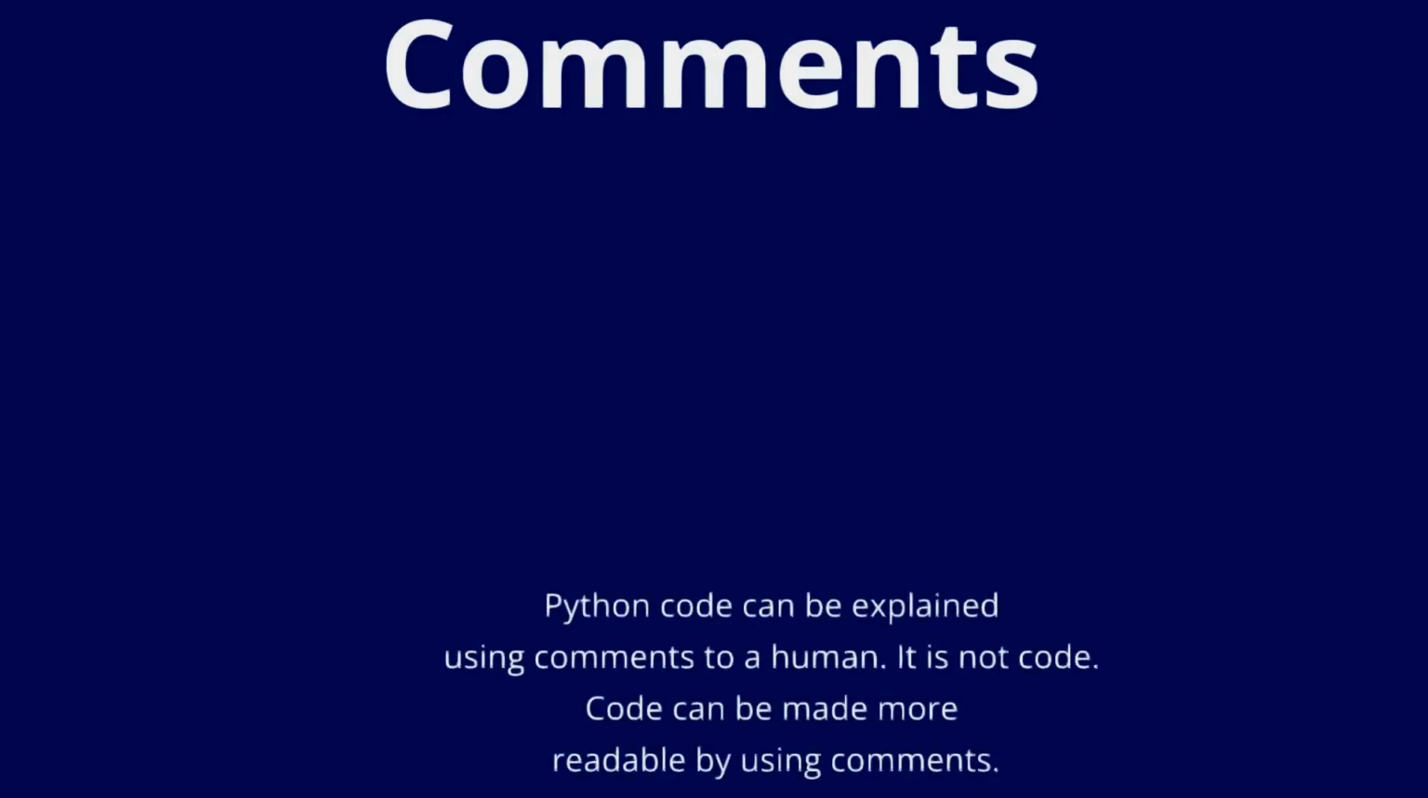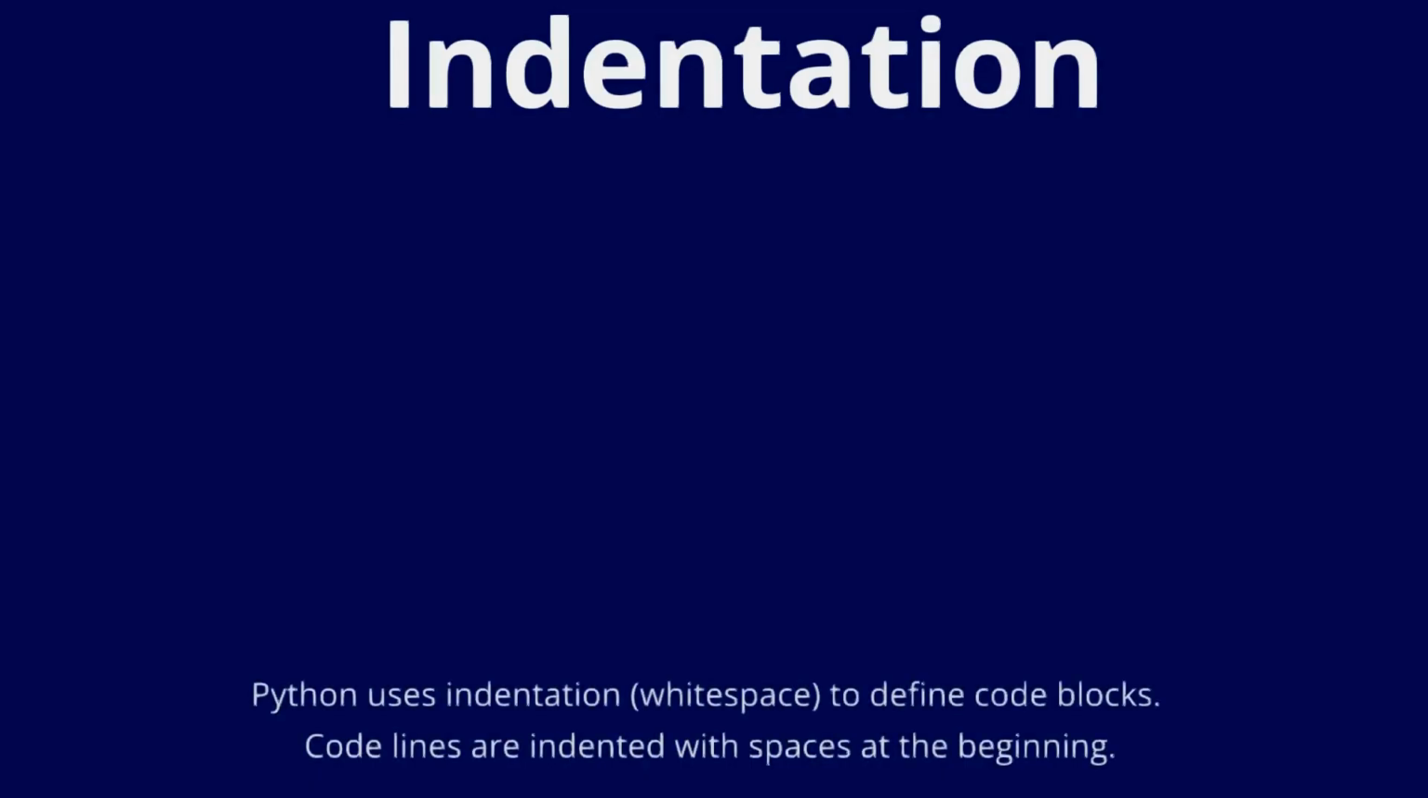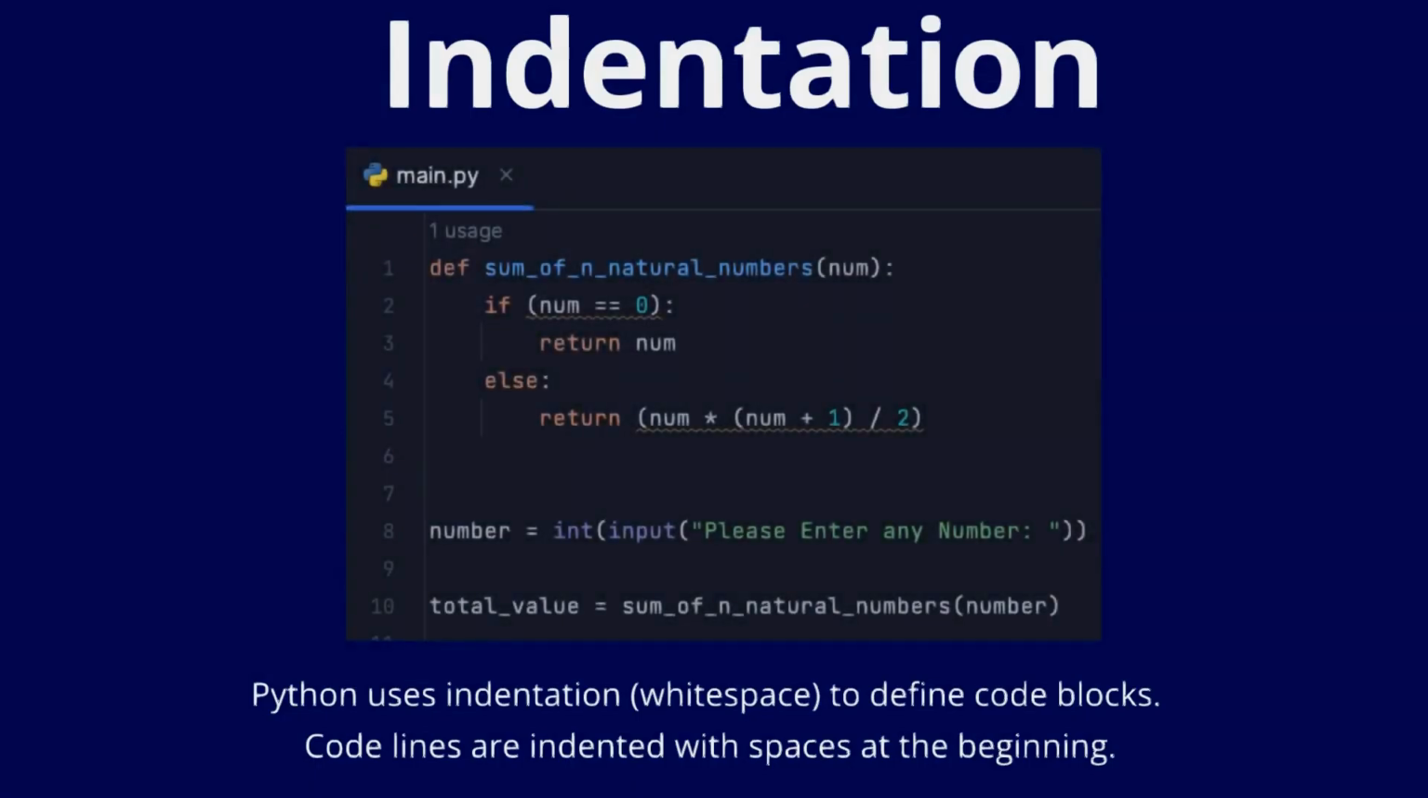We're going to learn about comments. Python code can be explained using comments to a human. It is not code. Code can be made more readable by using comments. Use the single-line comments and triple quotes for multi-line comments. Indentation: unlike other programming languages, Python uses indentation, white space, to define code blocks. Code lines are indented with spaces at the beginning.